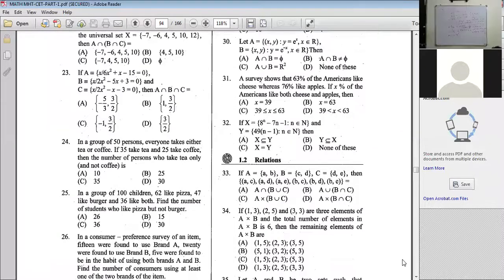In a group of 50 persons, everyone takes either tea or coffee. 35 members take the tea, 25 members take the coffee, then the number of persons who take tea only and not coffee is. How many persons will take tea only but not the coffee?